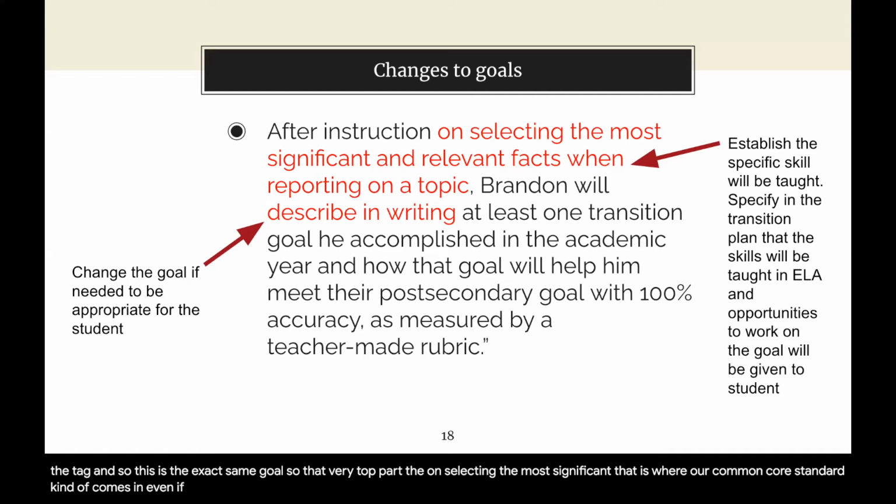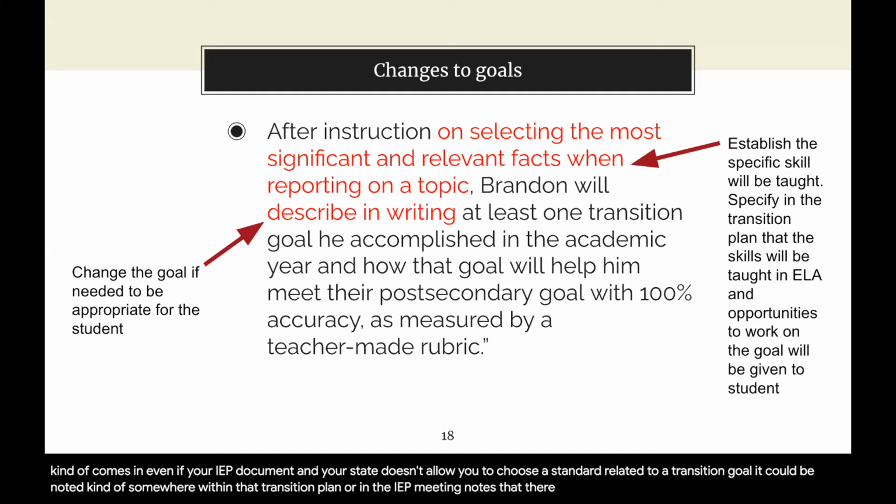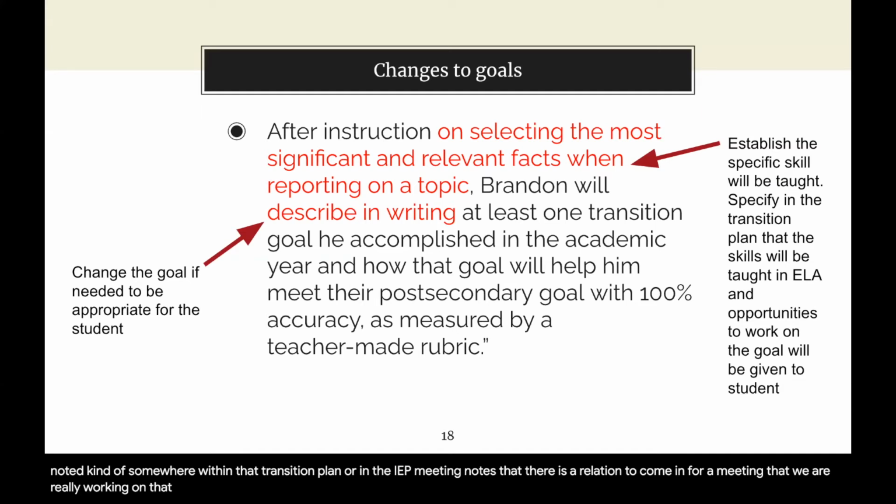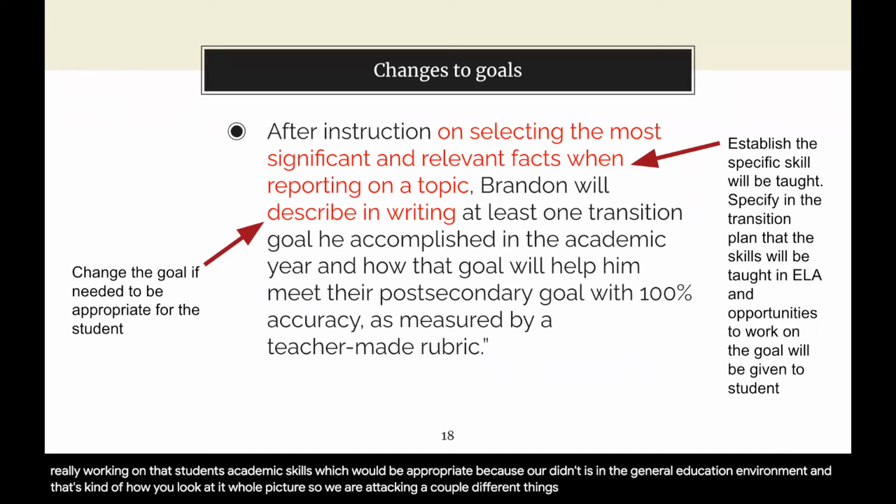Even if your IEP document in your state doesn't allow you to choose a standard related to a transition goal, it could be noted somewhere within that transition plan or in the IEP meeting notes that there is a relation to Common Core, meaning that we are really working on that student's academic skills, which would be appropriate because our student is in the general education environment. And that's how you look at it as a whole picture. So we are attacking a couple of different things at once.